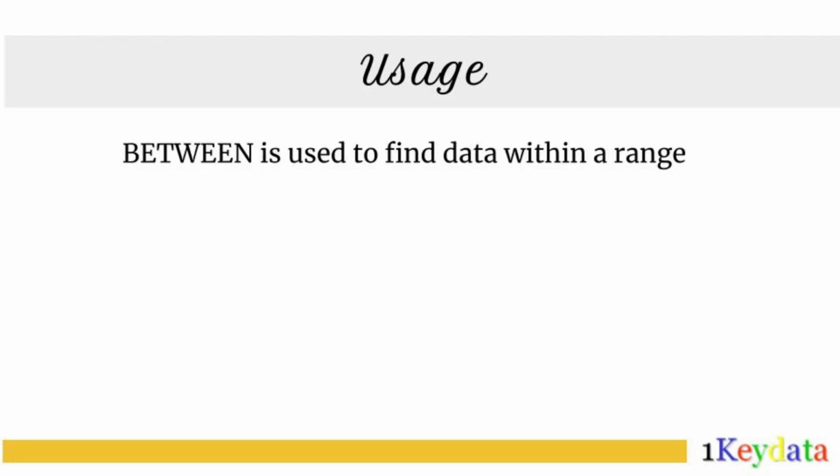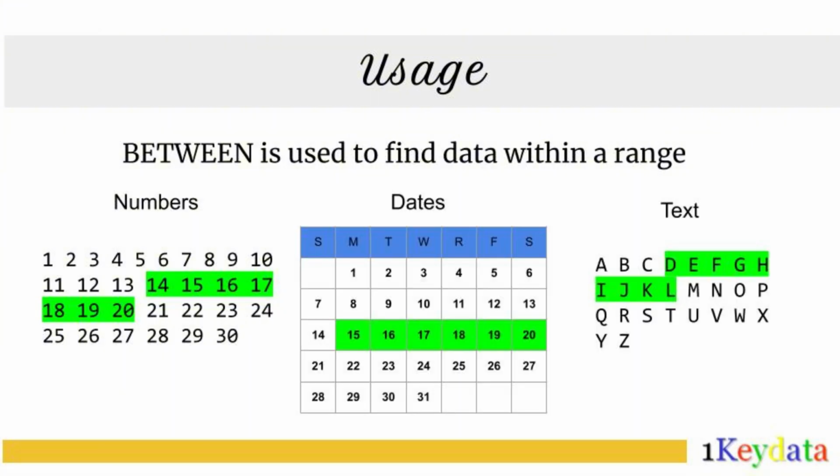Between is your go-to operator for finding values within a range, whether it's numbers, dates, or even text. It's simple, clear, and gets the job done fast.